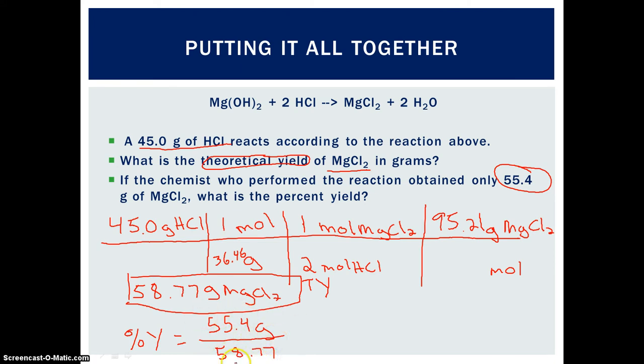So actual divided by theoretical times 100 gives me 94.27%. So my theoretical yield came from stoichiometry. My actual yield came from the problem statement or from experiment. And then my percent yield is actual divided by theoretical times 100.